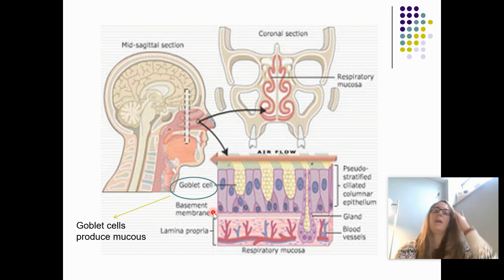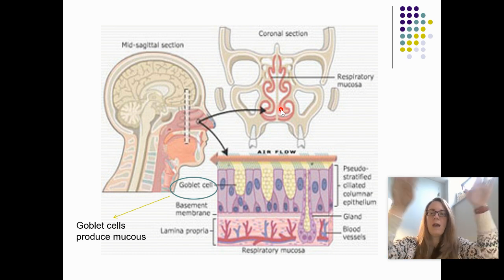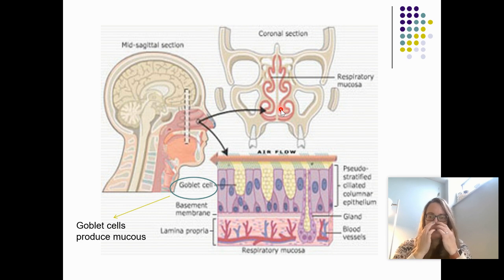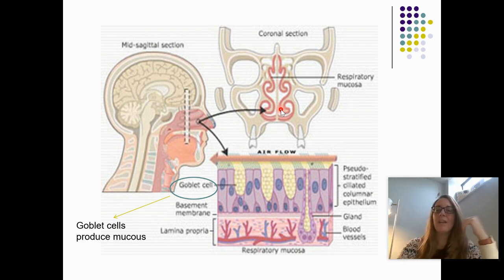This is looking at the nasal concha as we talked about. So these bones in here are going to be creating different pathways for air to travel so that it comes into contact with that respiratory mucosa so that it can be warmed, humidified, and cleaned.